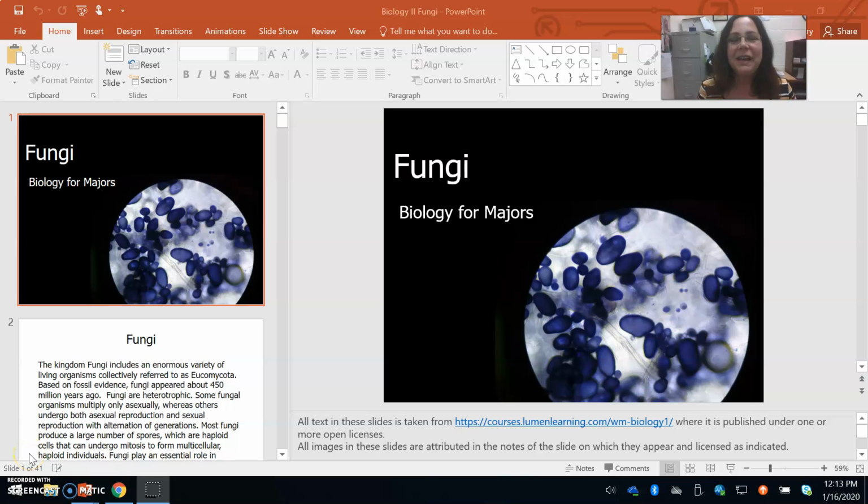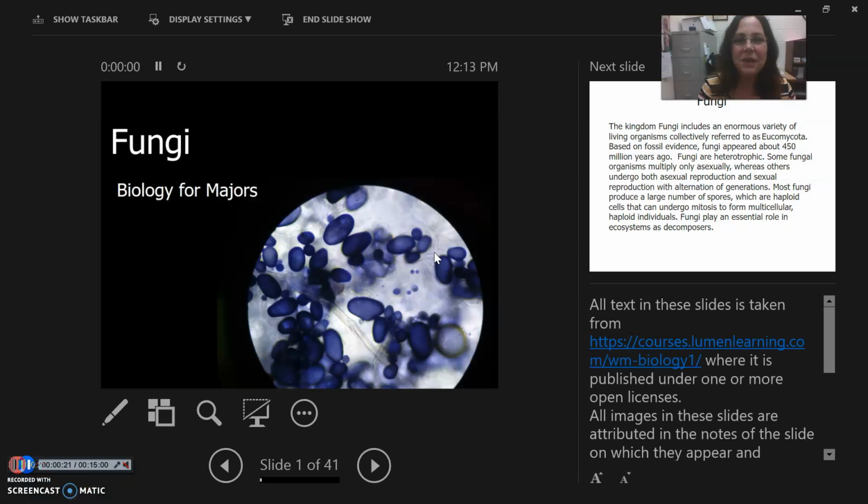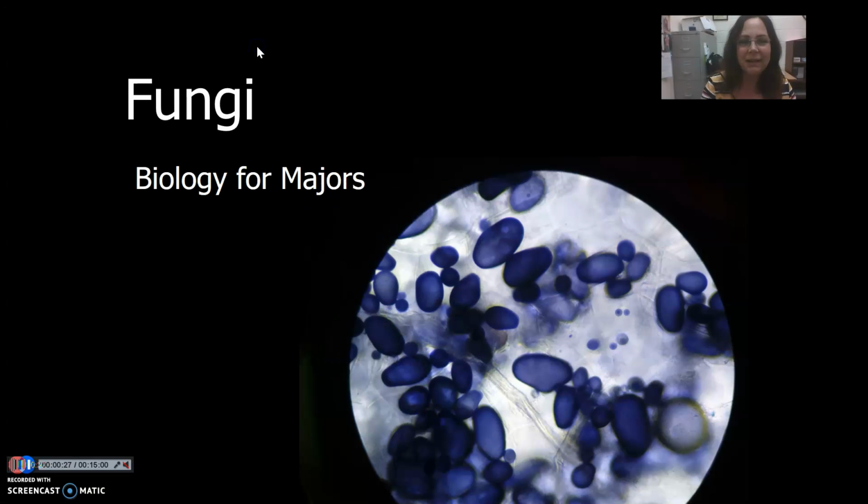These are the lecture notes for chapter 4 on fungi, and this is the first little part of the notes. So let's get started. We're learning about fungi now. We moved from the kingdom Protista to the kingdom fungi.